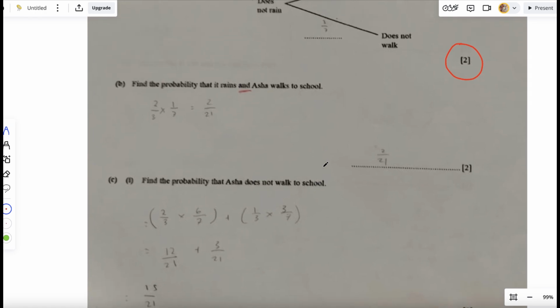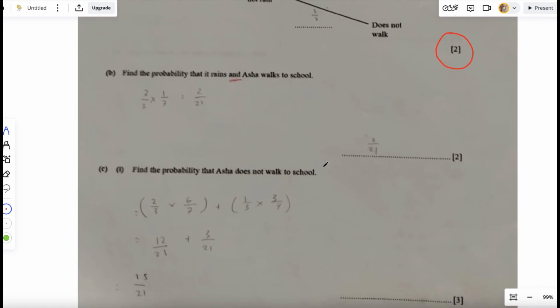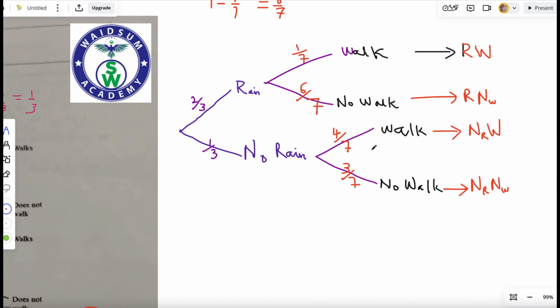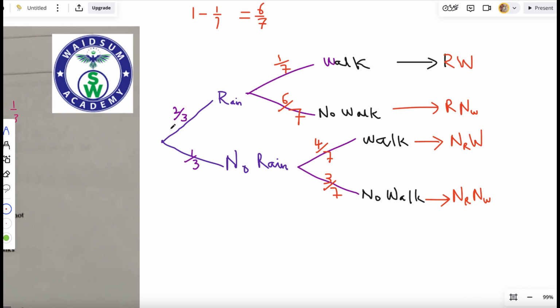Okay, now we go to the next question they're going to ask us. The B part of the question says, find the probability that it rained and Aisha walks to school. Okay, it rained and she walked to school. So where's the branch of rain? This branch. This and this, these two. They want us to find these two, right? So we're using this one.